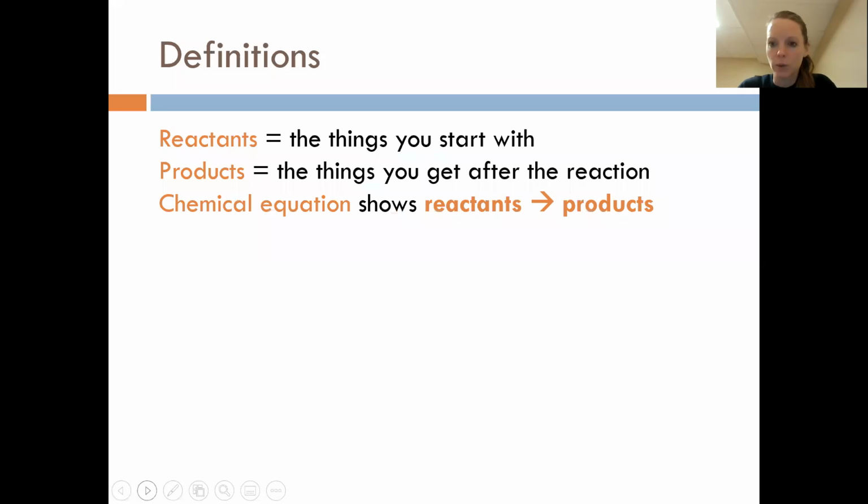When you're writing a chemical equation, whatever you're putting into the reaction are your reactants. So it's the things you're starting with. Reactants react to make products. So products are the things that are formed during the reaction or produced during the reaction. So a chemical equation has the reactants on the left-hand side. Reactants react to produce the products. So reactants on the left and products on the right.